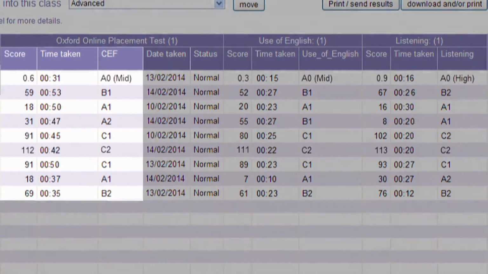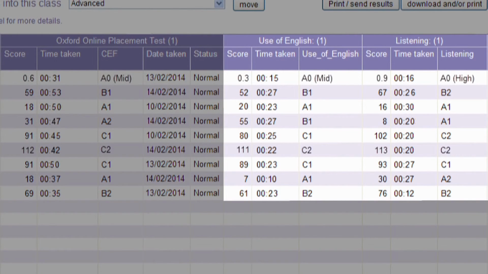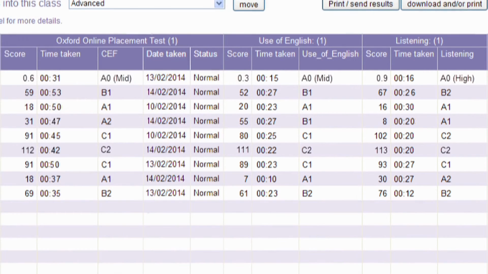The results page shows the student's CEFR level, scores out of 120, and time taken. There are separate scores for the use of English section and listening section, helping you to differentiate between students and know where they might need extra practice. You can then create a results card for each student and either email it to them or print it out.